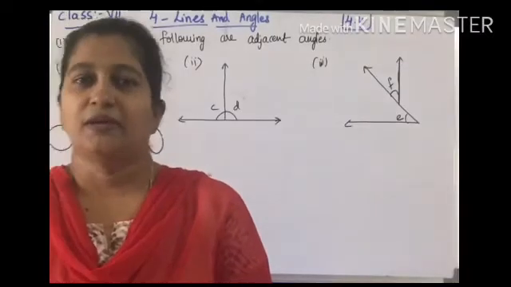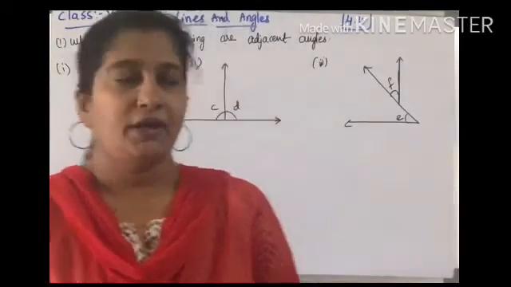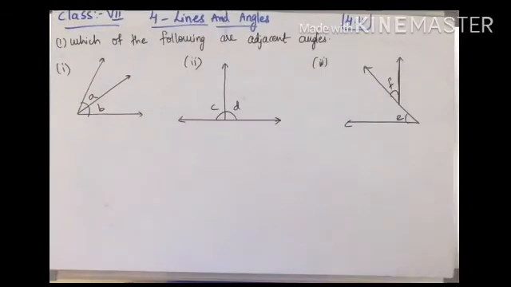Hello everyone. In this video I am going to explain exercise 4.4 of unit 4, lines and angles. In the previous video I discussed what adjacent angles are. Based on adjacent angles we are going to do this exercise. In the first question: which of the following are adjacent angles?